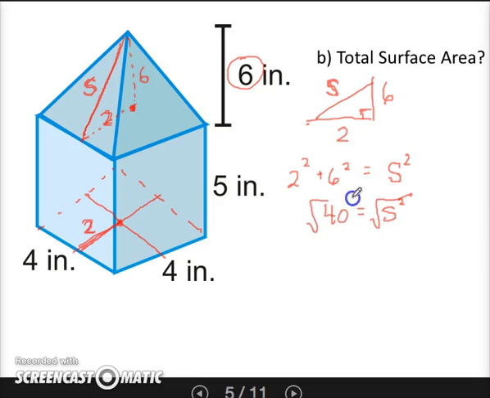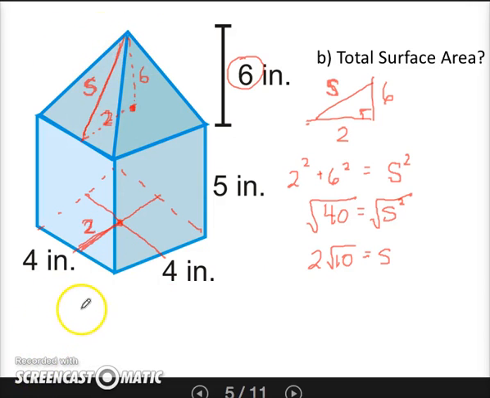So taking the square root of both sides, we have that the slant height is, in simplest radical form, 2 times the square root of 10. Okay, now we have the slant height, we can find the surface area of this thing here.